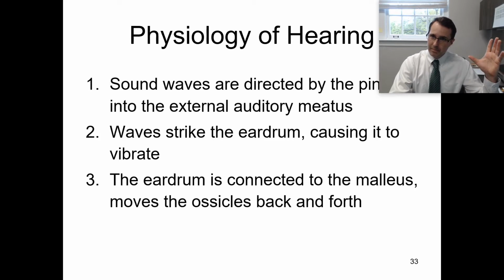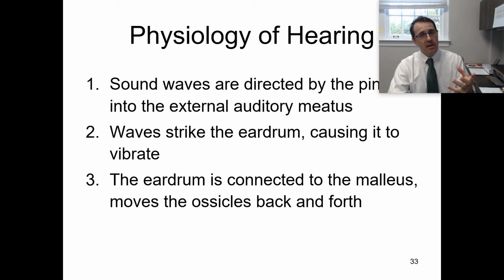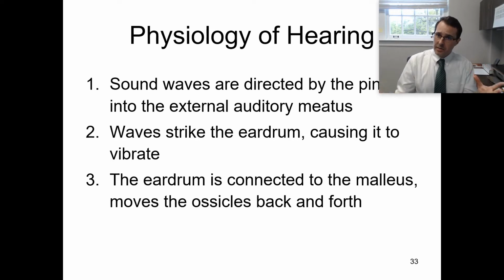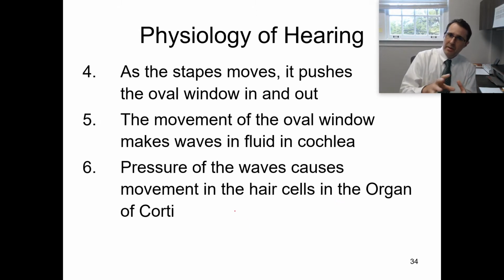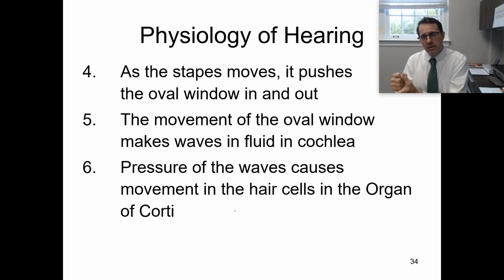So now let's back up and go through the basic steps of the physiology of hearing. Sound waves are collected by the auricle or the pinna and directed down into the external auditory meatus, or the ear canal, where they strike the eardrum, causing it to vibrate. And the eardrum is connected to the ossicular chain. So when the eardrum moves, the ossicular chain moves. And as the ossicular chain moves, the stapes pushes in and out at the oval window of the cochlea.